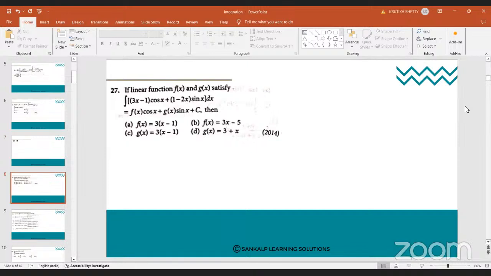Next, question number 27. If the linear functions f of x and g of x satisfy the integral of (3x minus 1) cos x plus (1 minus 2x) sin x dx, which is equal to f of x cos x plus g of x sin x plus c, then what are the values of f of x and g of x? See here, pay attention.